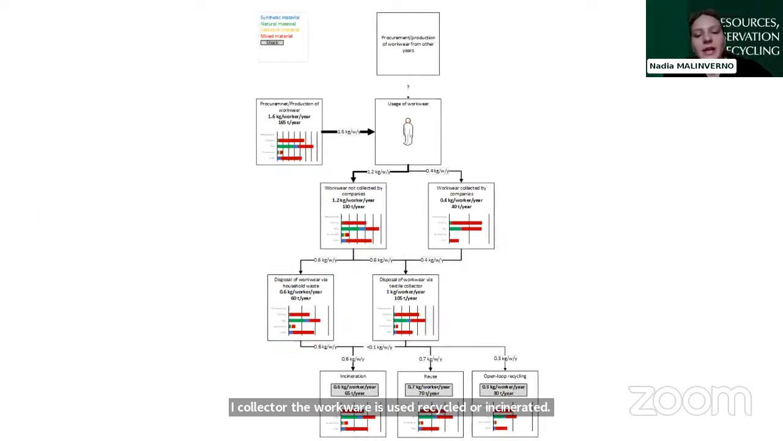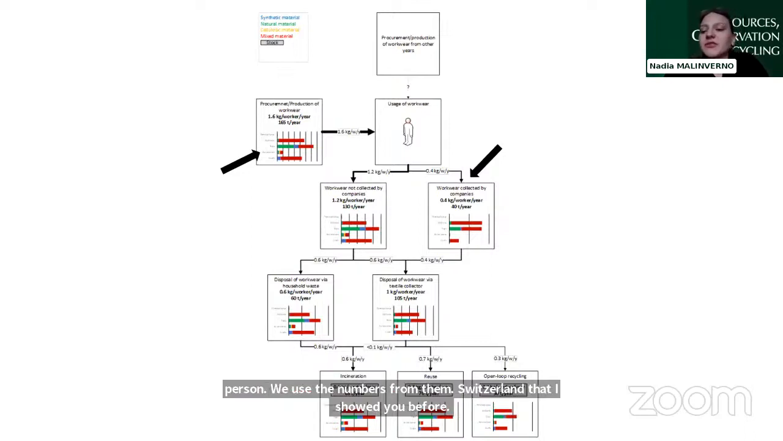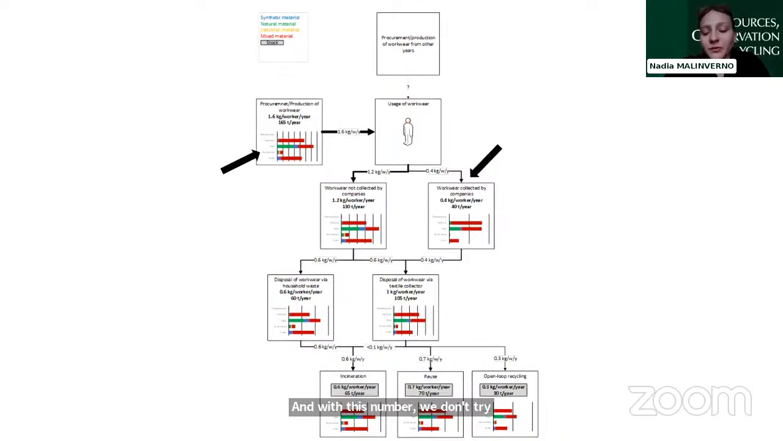This is the total mass flow analysis of workwear from the interviewed companies over the entire life cycle. The colored bar chart shows quantities per workwear category and the material categories. An important point we can see here is that just a small part is taken back by the companies. The rest is disposed of by private persons, so it's not clear where the workwear goes at the end of its use. For the calculation through the pathway of the private person, we use the numbers from Switzerland that I showed you before. With this number, we try to model how much of the workwear ends up in the household waste and how much ends up in the clothing collector.